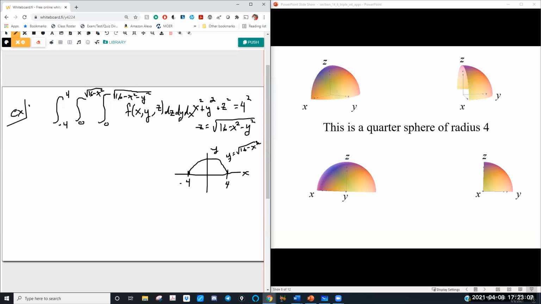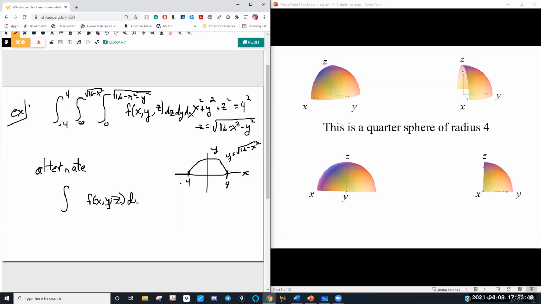All right, let's do a different order. But first off, before I do a different order, any questions about that one? All right. So alternates. We're still going to integrate over f of x, y, z, because that's our function.